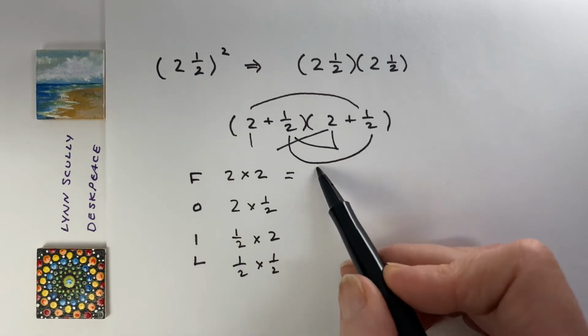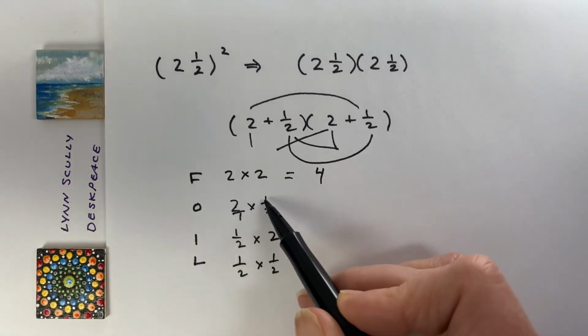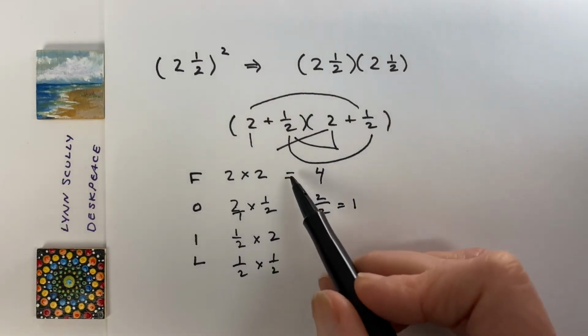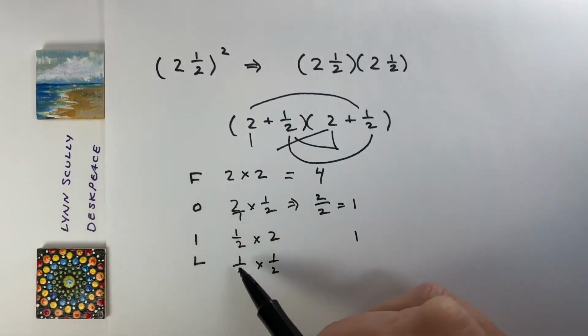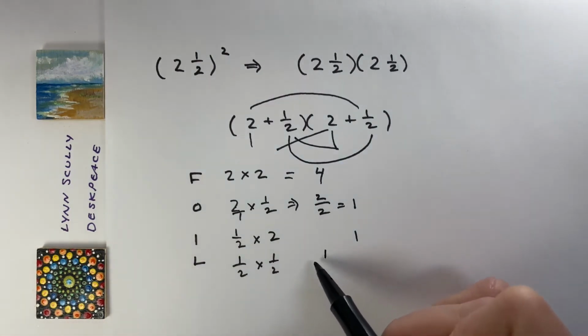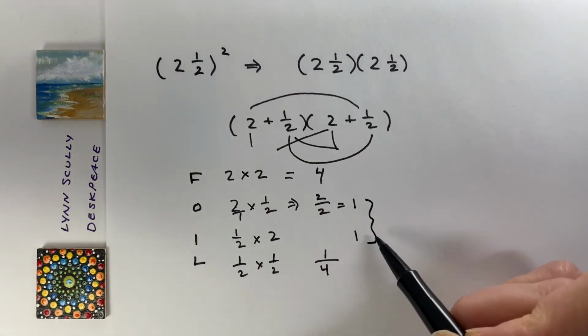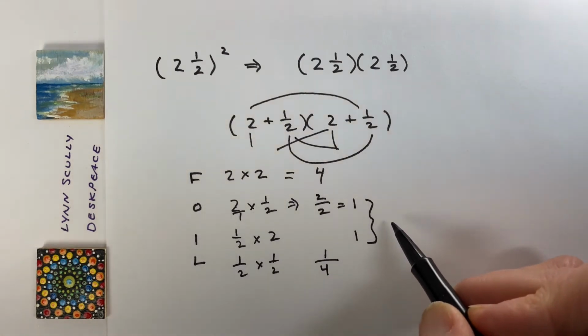2 times 2 is 4. 2 times 1/2, put this over 1. 2 times 1 is 2 over 2, which I can reduce right away as 1. Same thing here, I'm going to get 1. And then 1 times 1 is 1. 2 times 2 is 4. My outer and inner always combine. In this case, they're whole numbers, but if they were fractions, they would be easy to combine.